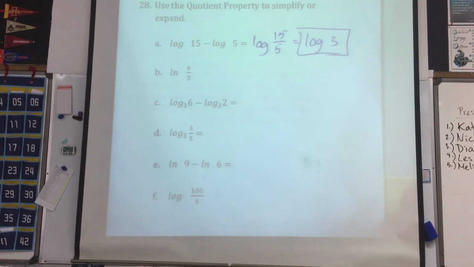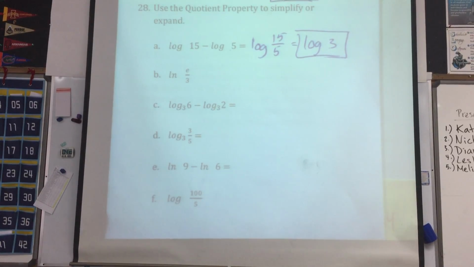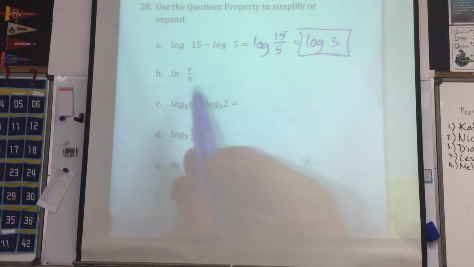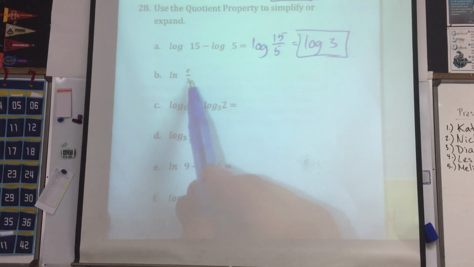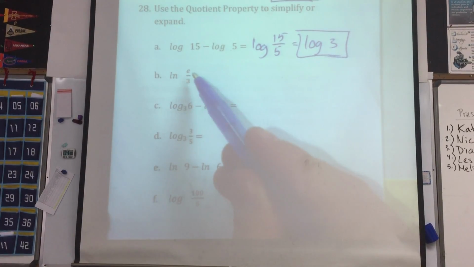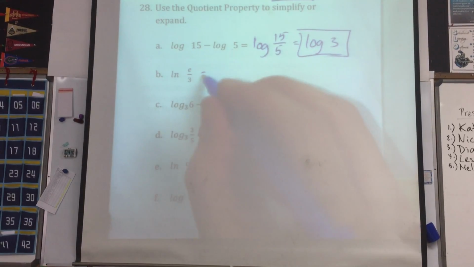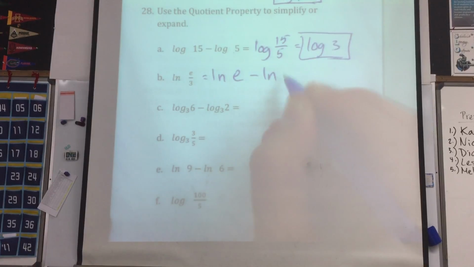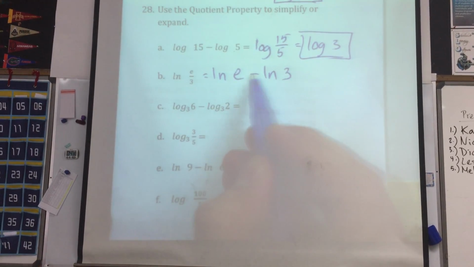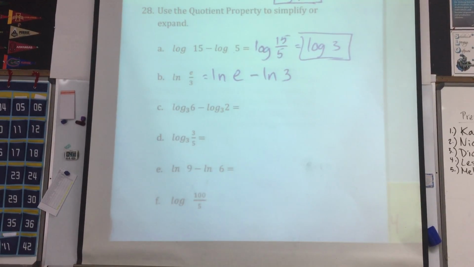That's all it is. B, natural log of e over 3. In this one, we're going to expand it. So instead of simplifying, putting them together, I want to break these two apart. This is a division, that's a quotient, right? E over 3. So I can write it as two different logs. Natural log of e minus natural log of 3. Because again, division here means that you can subtract the logs.